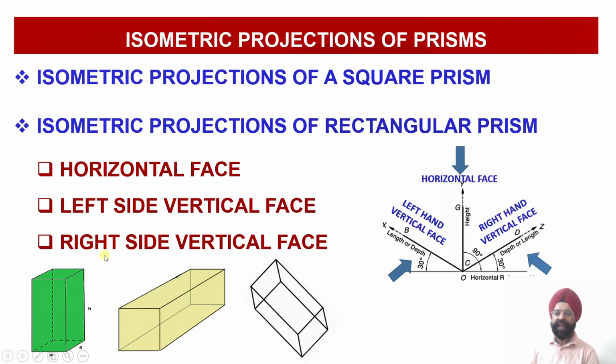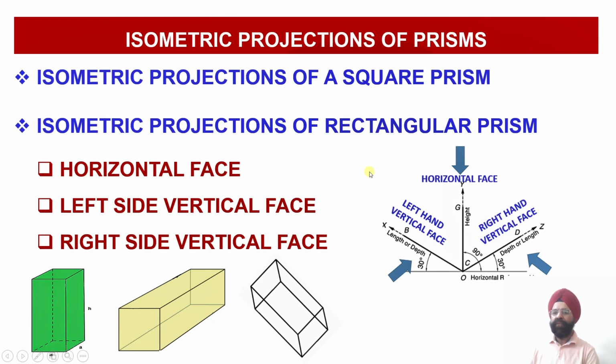in the third case, that is the right side vertical face, the plane shape of the prism will be shown in the yz plane, and here you are going to get the plane shape, whether it is a square or a rectangle, and the length of the prism will be shown along the x-axis. So here this is the plane shape, which is a square or a rectangle. This will be shown in the yz plane, and the x-axis is going to represent the length of the prism, right?